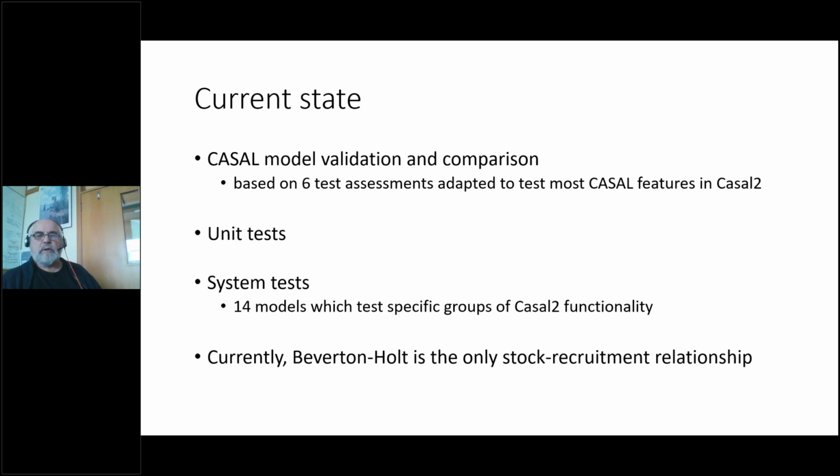We've added unit tests, and we've also got these system tests, which are in total 14 models, which test specific groups of CASAL2 functionality. And currently, I have to let you know that only the Beverton-Holt is the only stock recruitment relationship in the model so far.